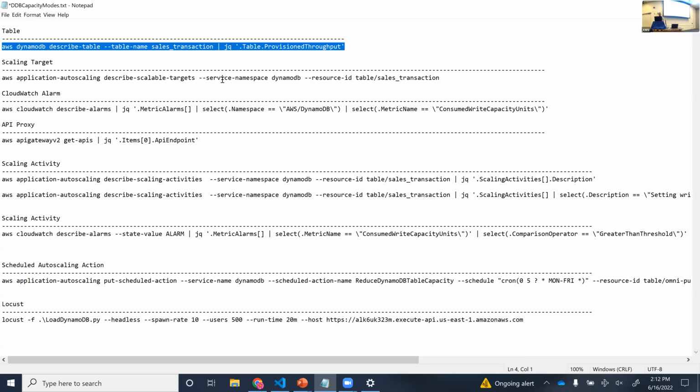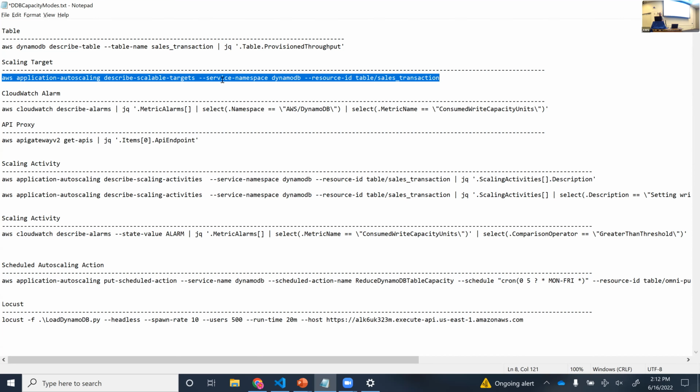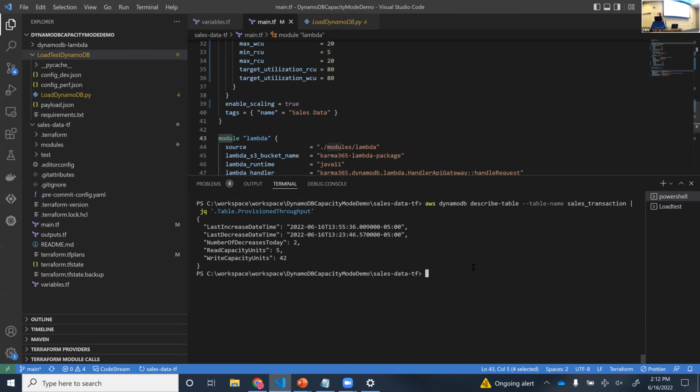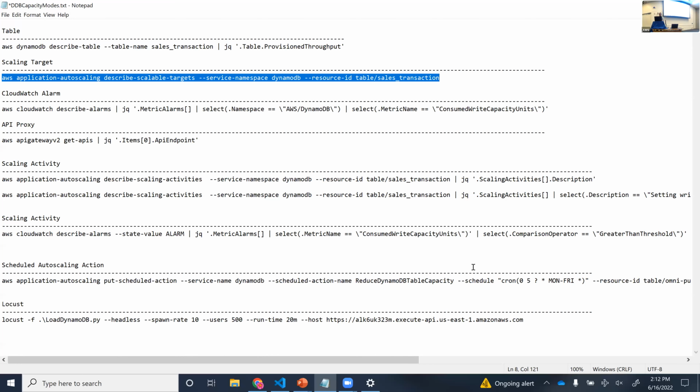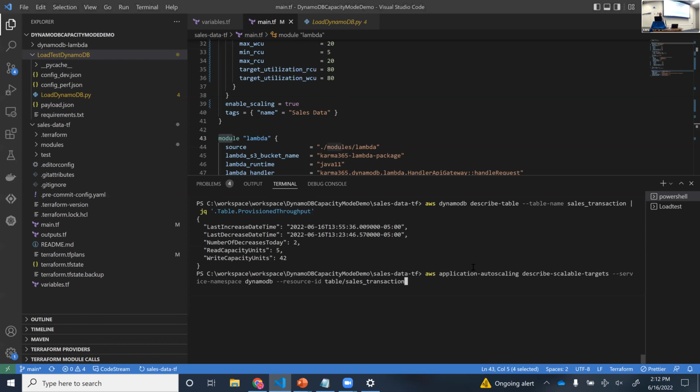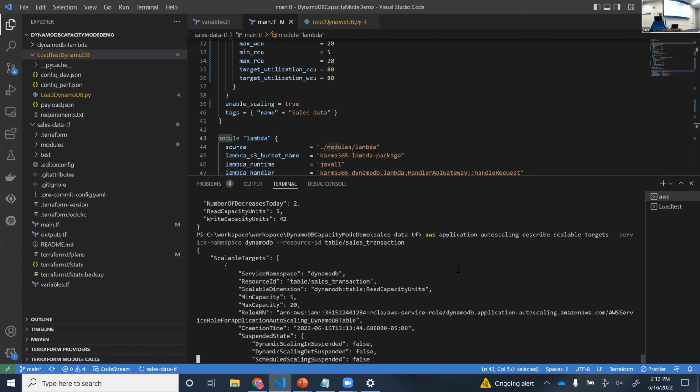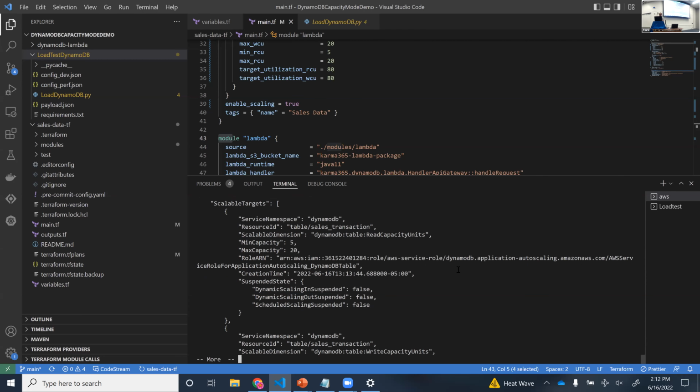Now when you create a table with auto scaling on, you also need to create this scalable target. So you are basically saying that this DynamoDB table is using auto scaling. You'll see two targets, one for read capacity unit and the other for write capacity unit. Again, we have the minimum and maximum capacity defined here.